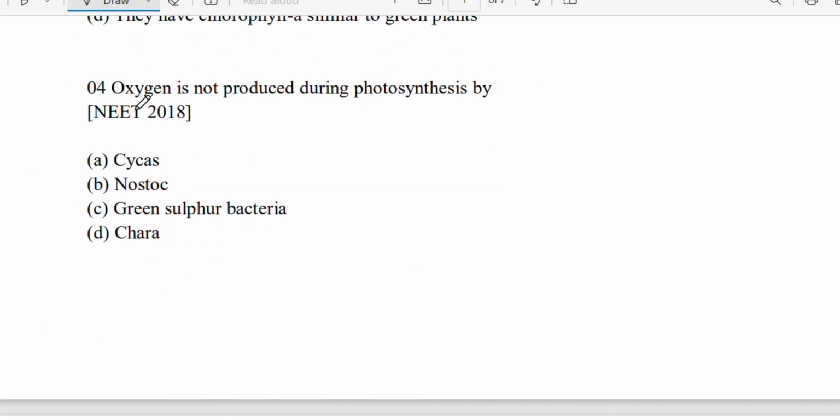Question number 4. Oxygen is not produced during photosynthesis by: option A Cycas, option B Nostoc, option C green sulfur bacteria, option D Zara. And the correct option is option C, green sulfur bacteria.